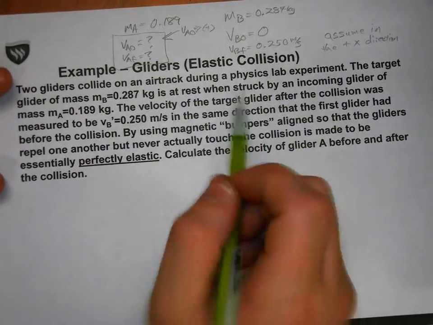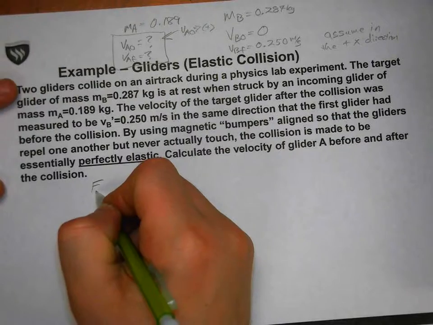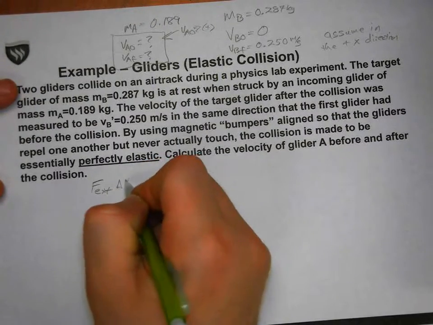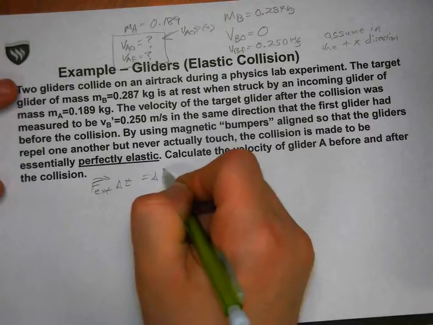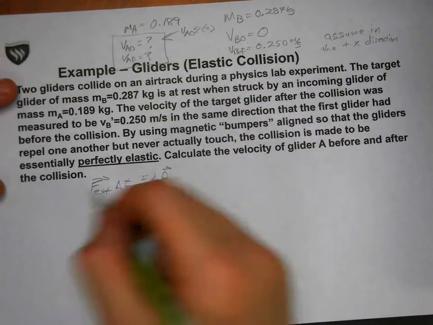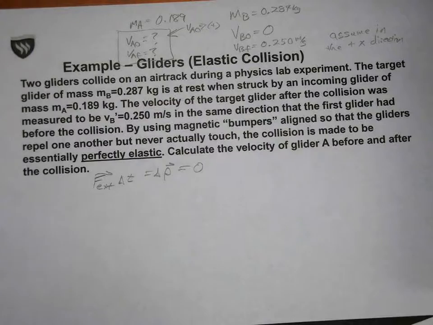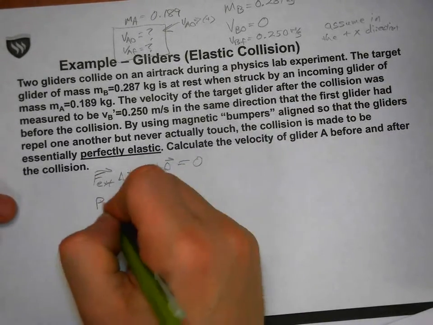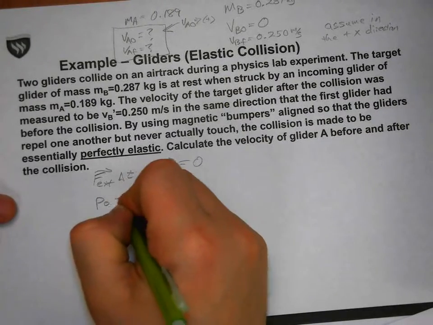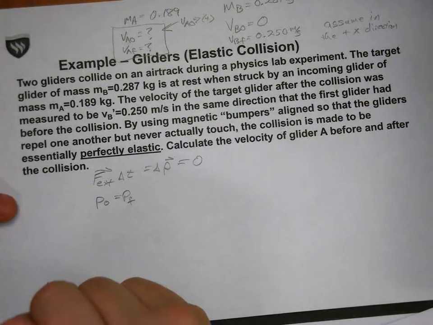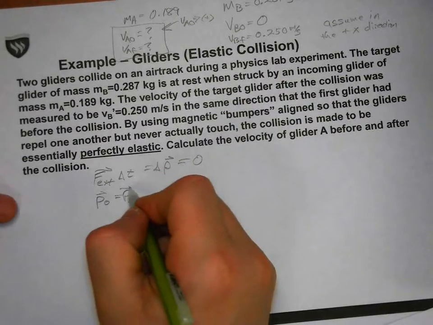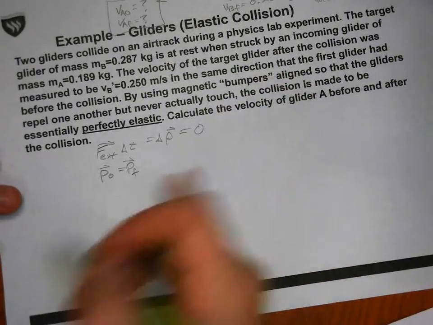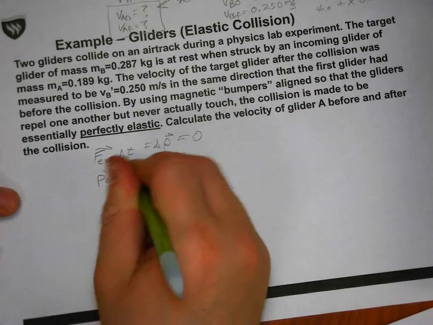Okay, so two gliders collide on an air track. The external force times delta t is equal to the change of momentum, as always. But there's no external force acting on any of these things because it's just two objects colliding. They're isolated. They are the system. So the momentum initially is equal to the momentum in the end, final. And I can put vectors there if you want, but now I'm going to just start using magnitudes.